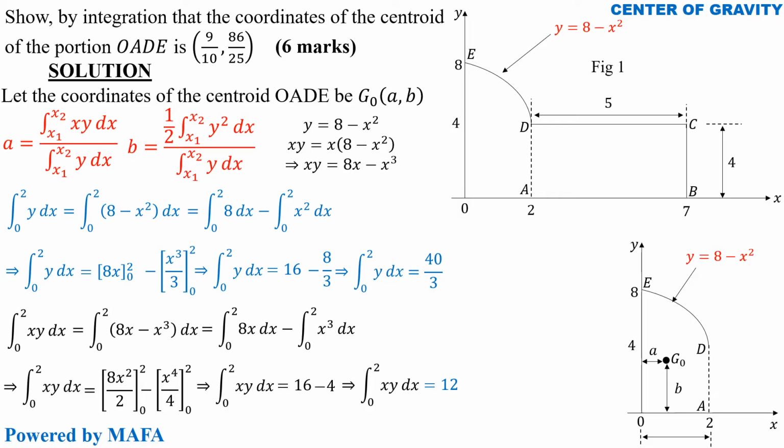So from there, we can find the coordinate a, which is the x coordinate of the centroid. So our a is simply the numerator on the denominator, that is the integral from 0 to 2 of xy dx divided by the area. But the integral from 0 to 2 of xy dx, we have seen it as 12, and the area is 40 on 3 as we calculated. So from there, we do a little bit of algebra and we get 9 on 10, which is what was required, the x coordinate.